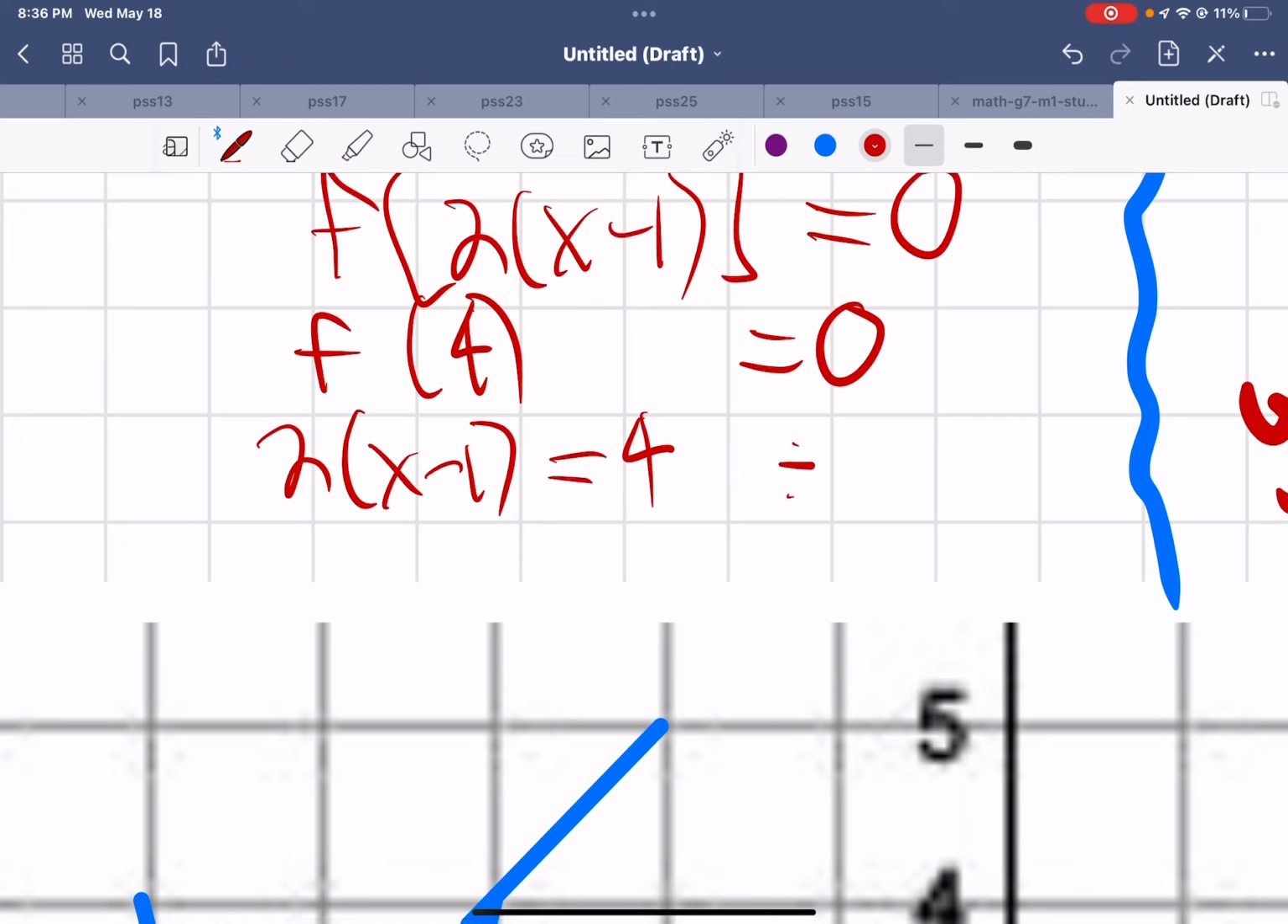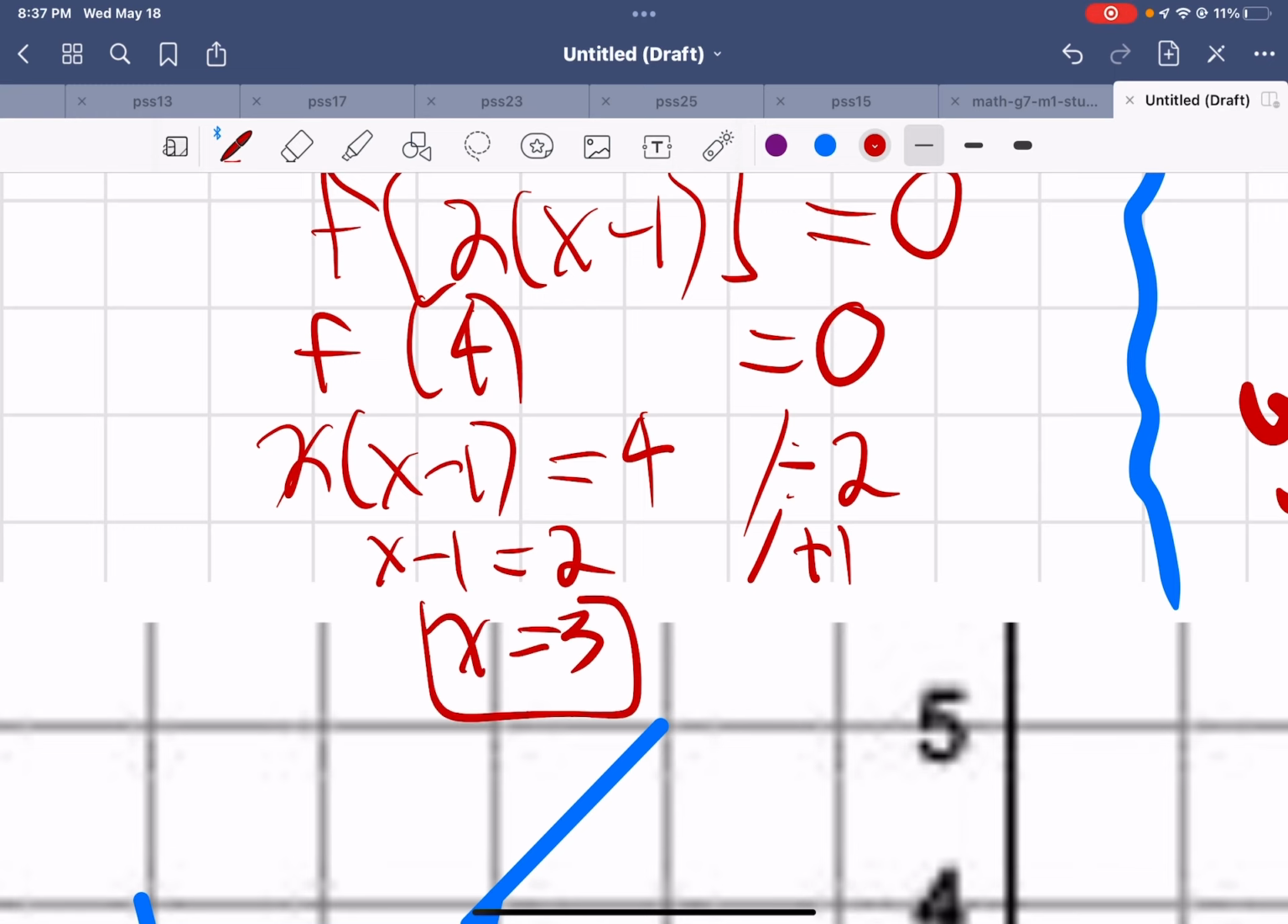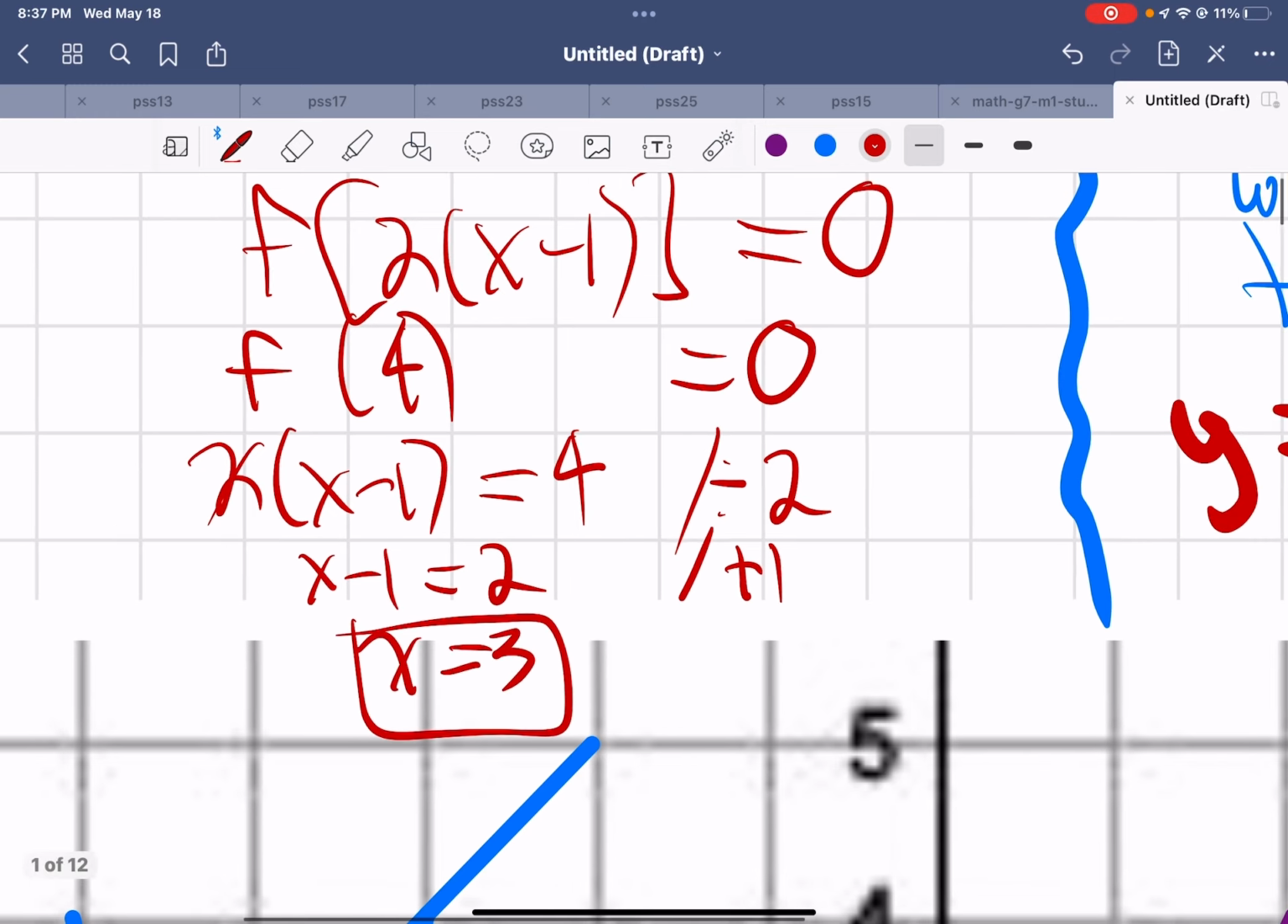By the way, pause, rewind, etc. First thing I'm going to do is divide by 2. That gets rid of that. Then I have x − 1 = 2. And the next inverse operation is to add 1. x = 3. Okay, so what does that actually mean?